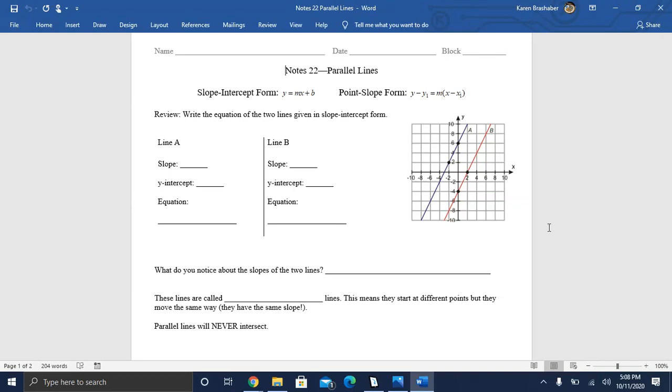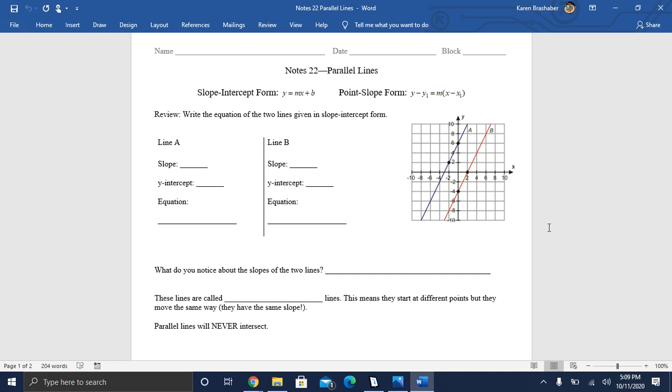Hello students, today we'll be working on notes 22. This is about parallel lines. What we're going to be doing is first of all looking at the slopes of parallel lines and noticing something about them, and then we'll be writing the equation of a line parallel to a given line.